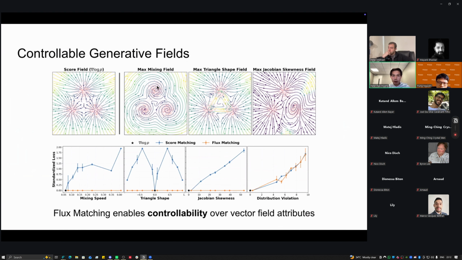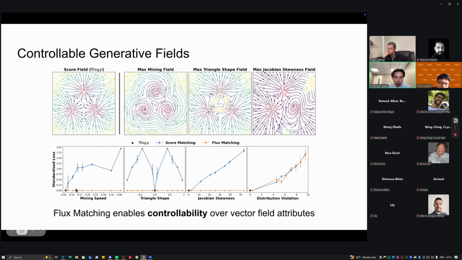So at least for this experiment, we're looking at mixing, and we're also looking at this kind of fun triangle shape attribute, and also the attribute of having a Jacobian that's anti-symmetric. So if we pay attention to the bottom row, the x-axis is the magnitude of these vector field attributes. So we have mixing speed, triangle shape, and Jacobian skewness. And the black star is where the score function sits. And the y-axis is the loss under either score matching or under flux matching.